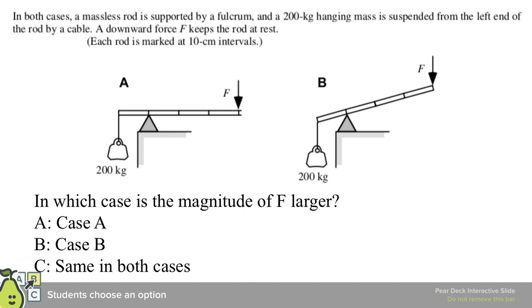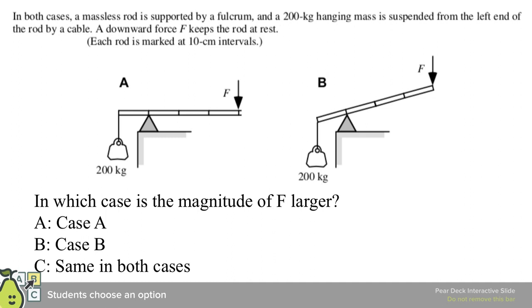All right. In both cases, a massless rod is supported by a fulcrum. That's a place where you suspend levers. It's a point of rotation, a pivot. And a 2 kilogram hanging mass is suspended from the left end of the rod by a cable. A downward force F keeps the rod at rest. Each rod is marked at 10 centimeter intervals. Fine. In which case is the magnitude of F larger?